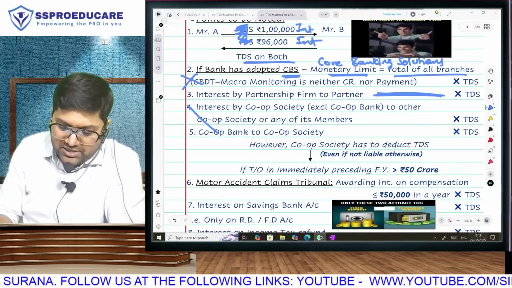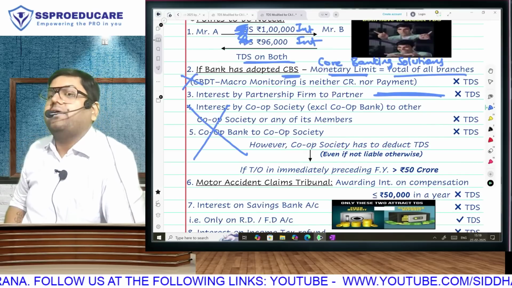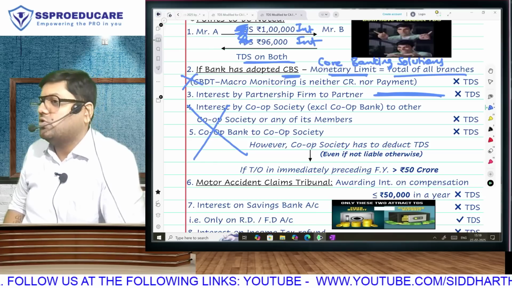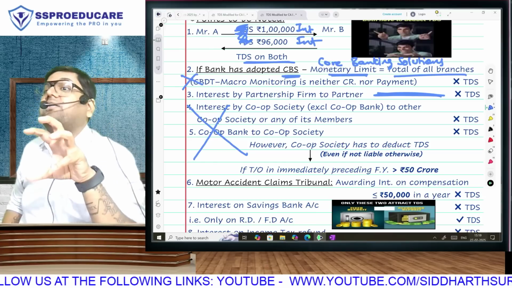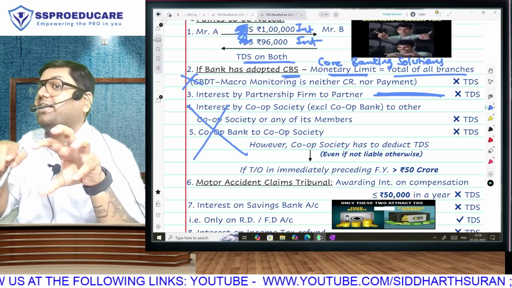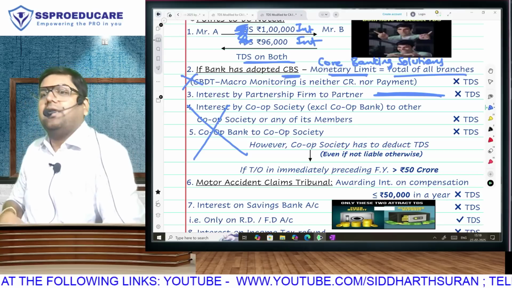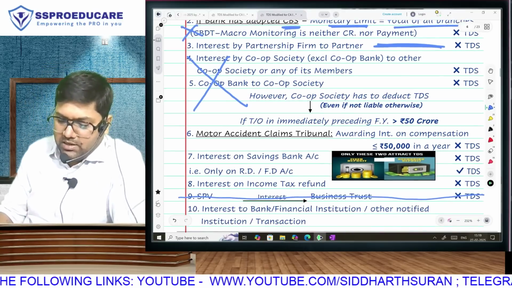Points 4 and 5 are with respect to cooperative societies. Taxation of cooperative societies is also not a part of your syllabus. Section 194A is there, so I am not cancelling the entire section. But some points are not relevant at intermediate, so you can ignore them.